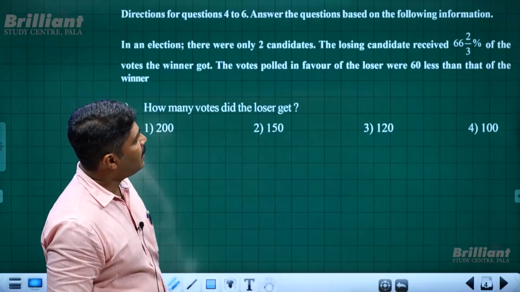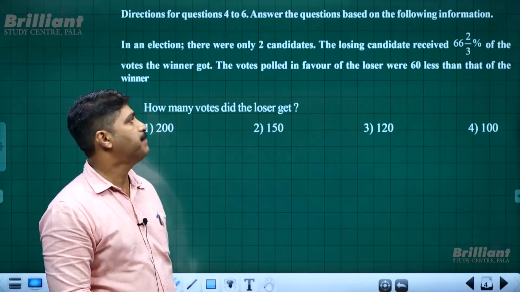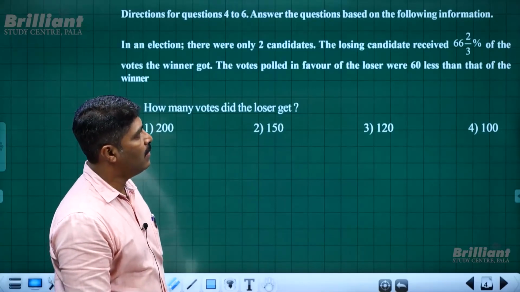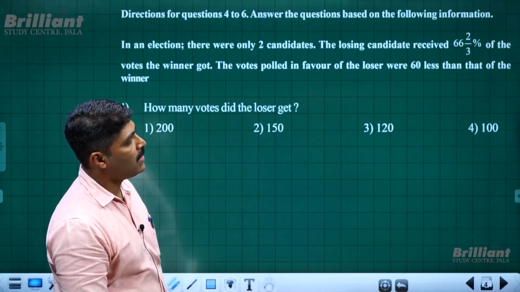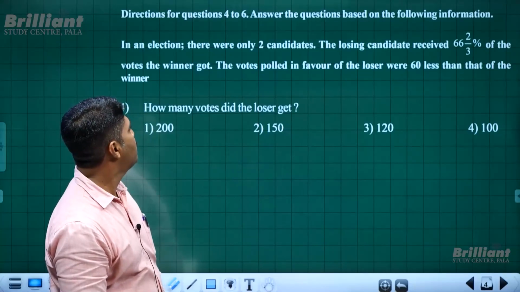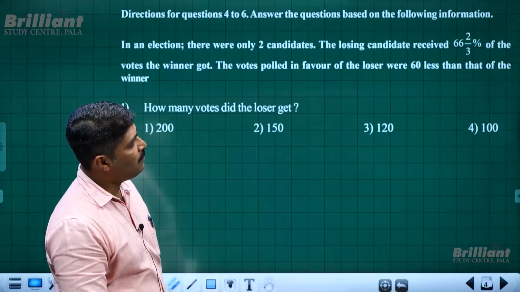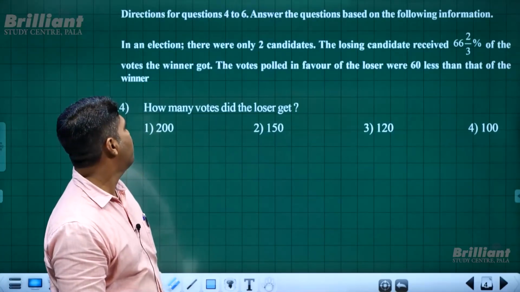It's a ratio or percentage-wise question. In an election, there were only 2 candidates. The losing candidate received 66 and 2/3% of the votes the winner got. The votes polled in favor of the loser were 60 less than that of the winner.